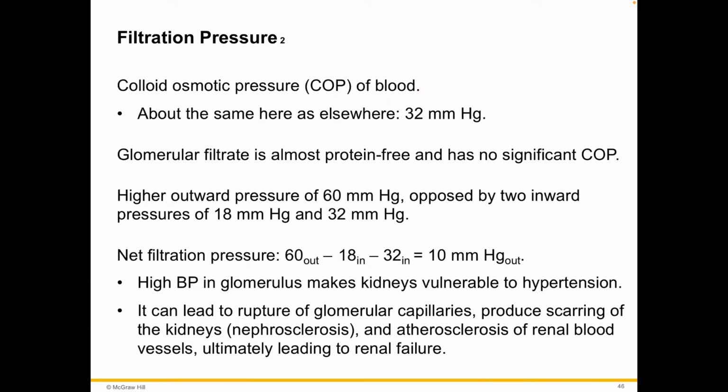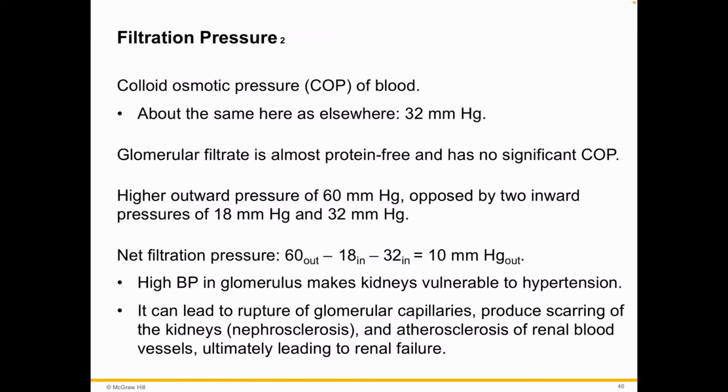The colloid osmotic pressure, or COP, of blood is pretty much the same as it is everywhere else, so it's 32 millimeters of mercury. The glomerular filtrate is almost protein free. Obviously, those are large particles, they're not going to get through that first three-layer membrane stage in the glomerulus, and so it doesn't really change the COP.